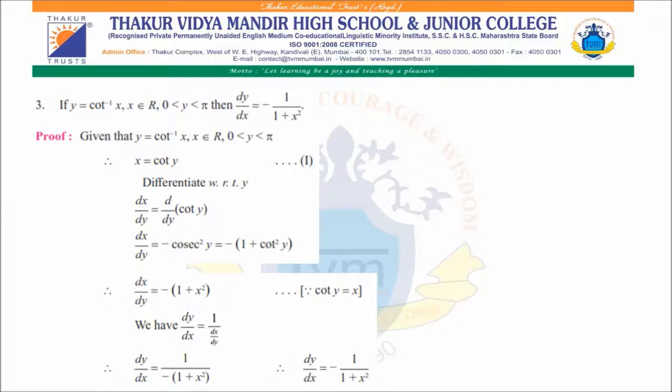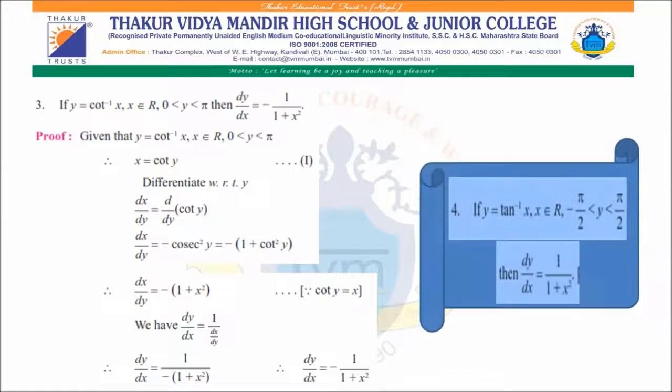In the same way, you can prove the derivative of y equals tan inverse x. Okay, see, if y equals tan inverse x, then dy by dx equals 1 upon 1 plus x square. See the difference. The difference is only the minus sign. When you differentiate the term having co-terms, then you will get the minus sign. Otherwise, you have the plus sign.